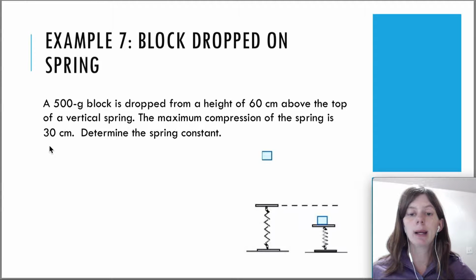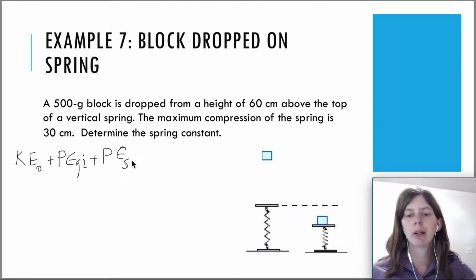So I like to start by writing down the full equation. Actually, I'm going to write the full equation, but this time I'll just write the names of the energy. So initial kinetic energy plus initial gravitational energy plus initial spring energy, that's PES here. And for some reason, I prefer to use an I, it just looks better here. And then we have KE final plus PEG final plus PES final.